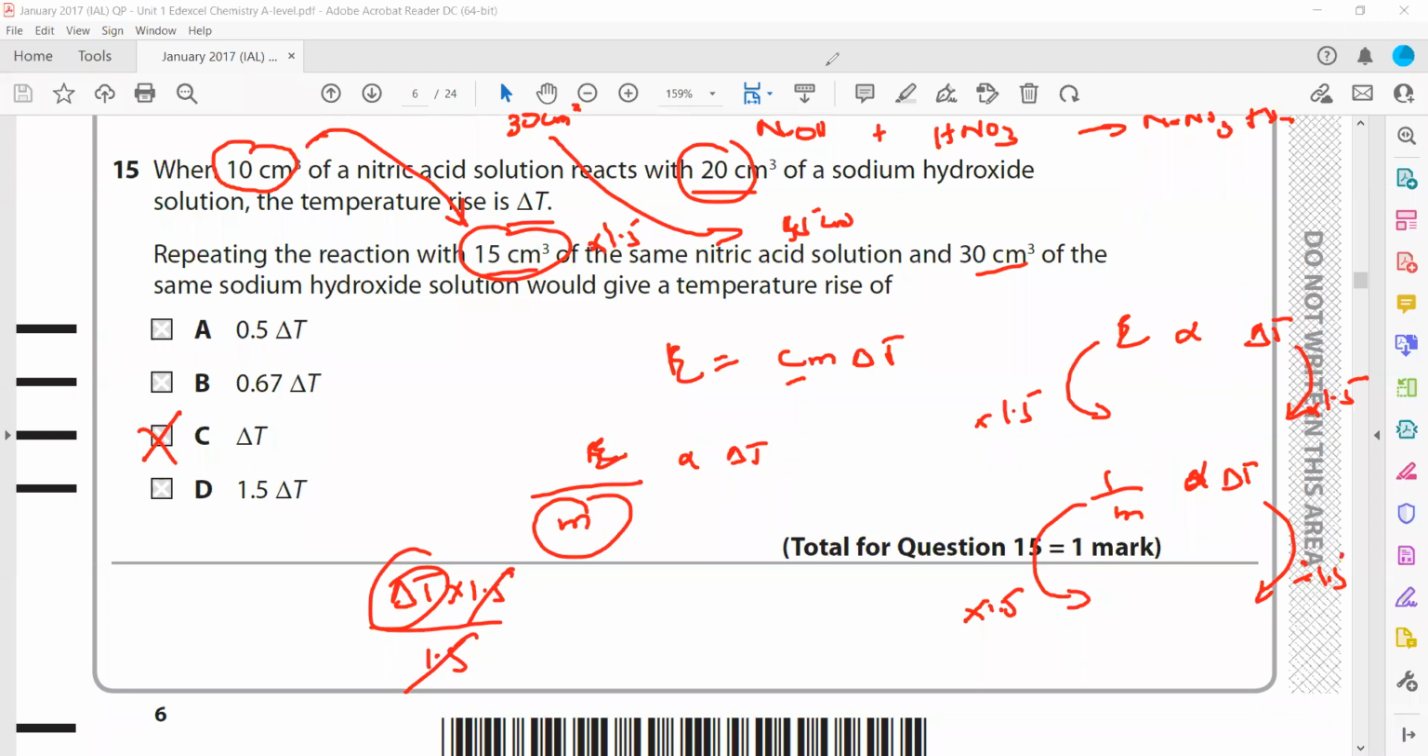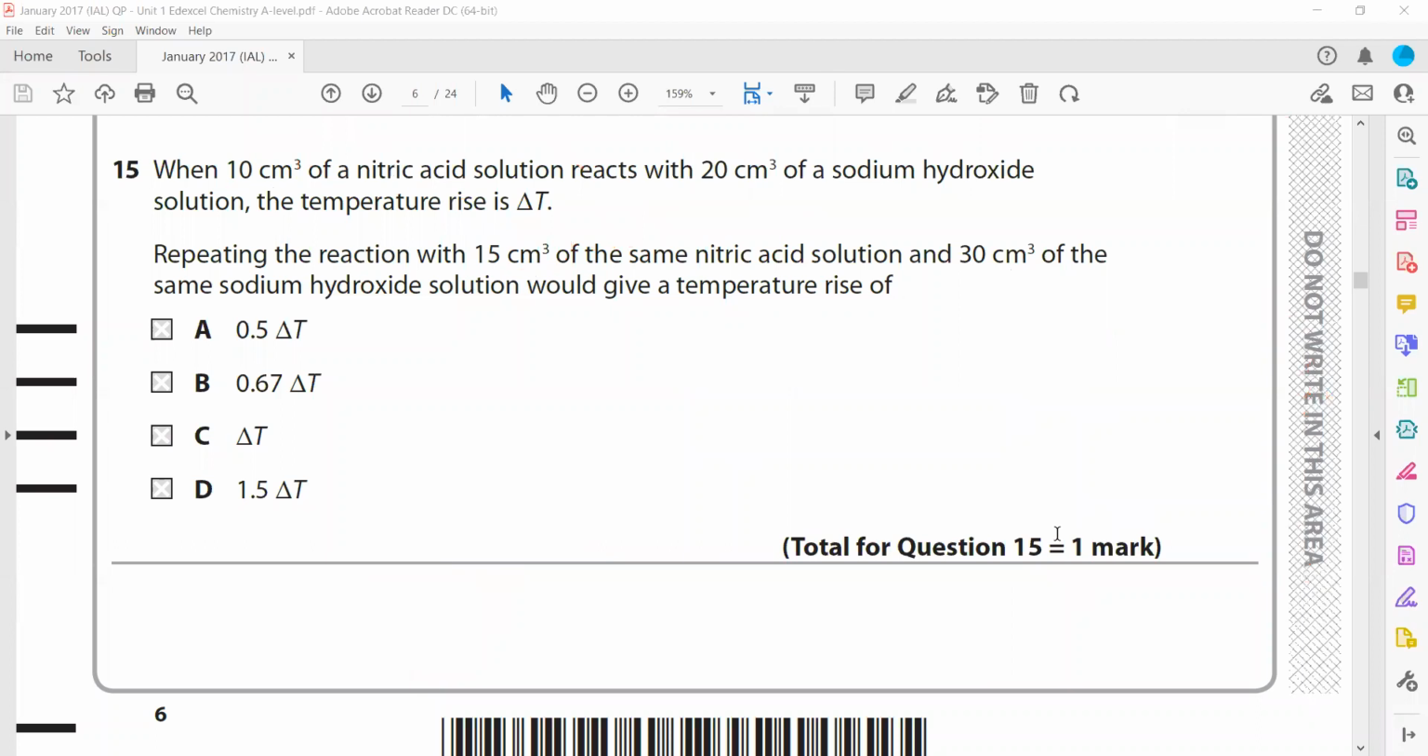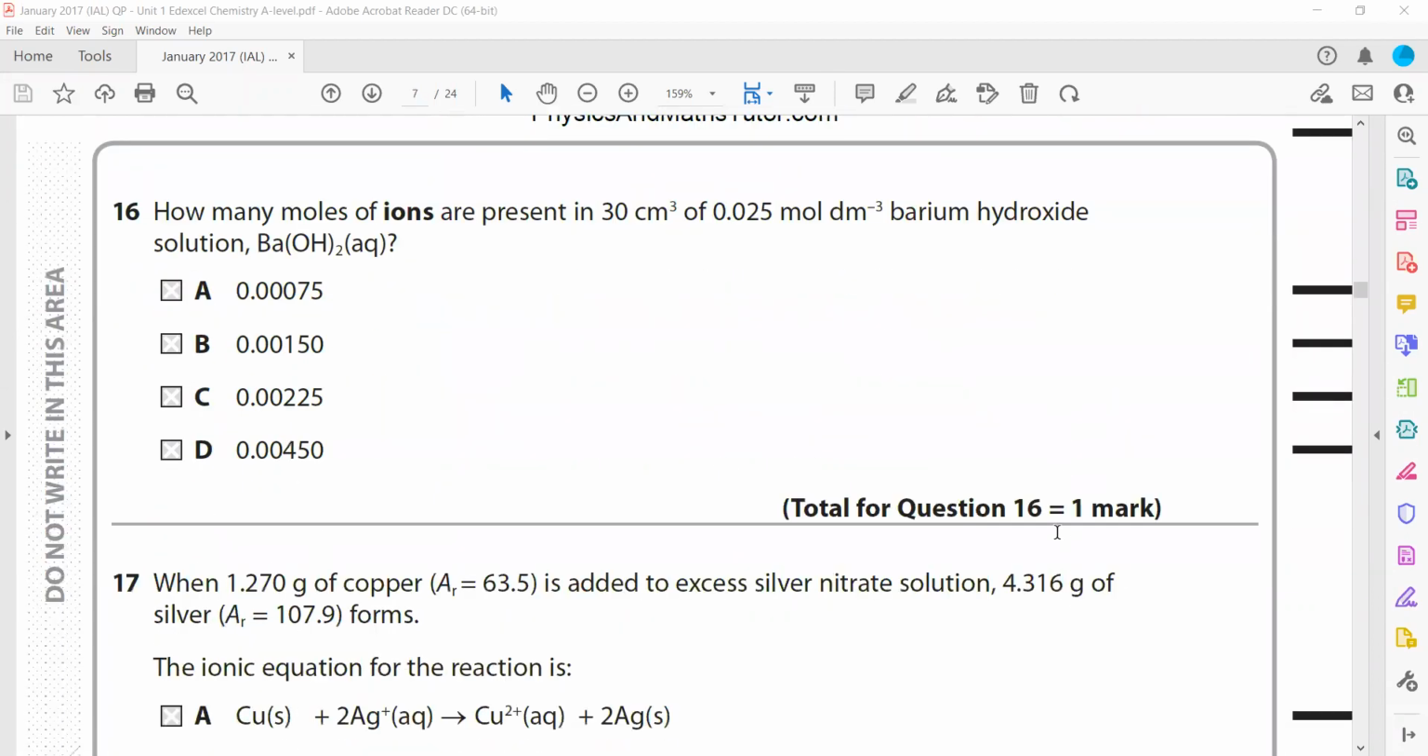So the energy given off depends on the limiting reagent as well as the total volume of the solution, or we can say the total mass of the water used for the experiment.